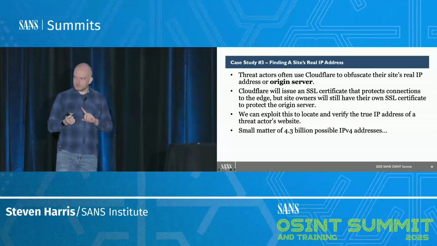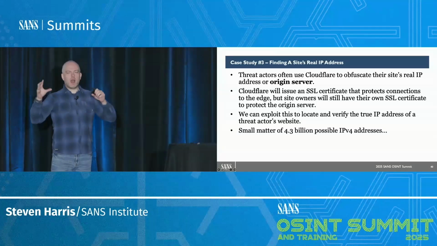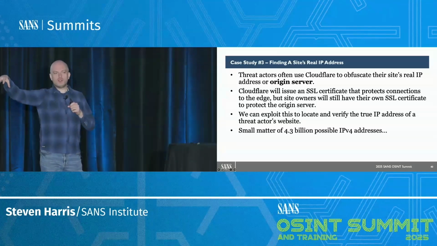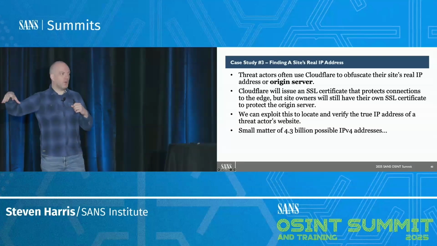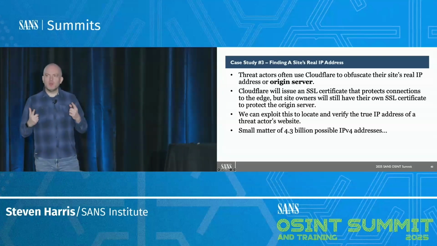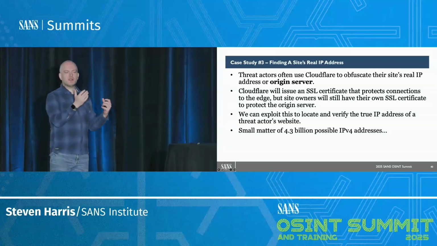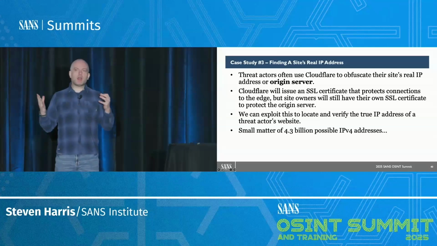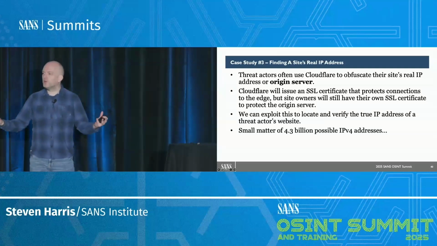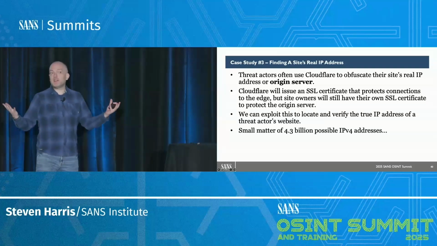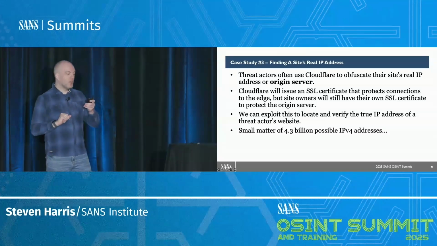So bear with me on this one. What that means is, if somehow I can find the origin server security certificate, I can verify the real IP address of the website where that is. Small problem: there are 4.3 billion possible IP version 4 addresses, even if we remove some of those. But I kind of like that as an investigator, because it means that our subject is cornered. They've got nowhere else to go. There's only 4.3 billion possibilities. They've got to be there somewhere, right? They are there somewhere, and eventually, like a needle in a haystack, we'll find the right one.